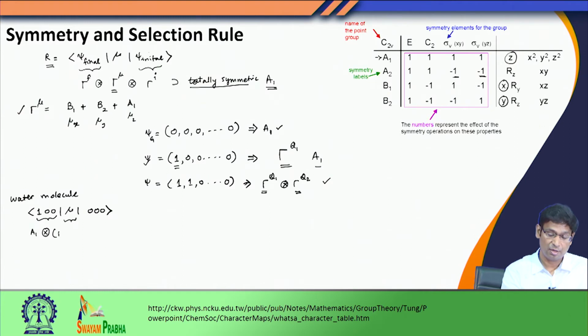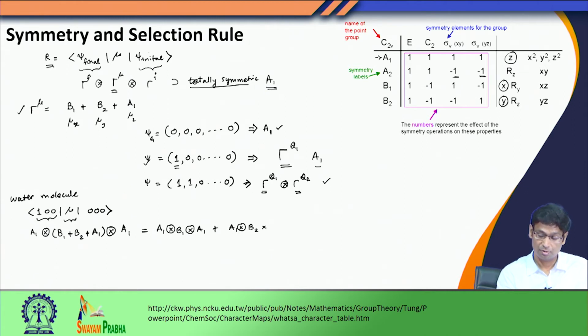The dipole moment operator, I know, is B1 plus B2 plus A1, because it is mu x, mu y, mu z, and the initial state, since it is the ground state, I know is A1. Let us now find out what happens to this product. Since the second term has 3 terms in it, I can rewrite this as A1 B1 A1 plus A1 B2 A1 plus A1 A1 A1.